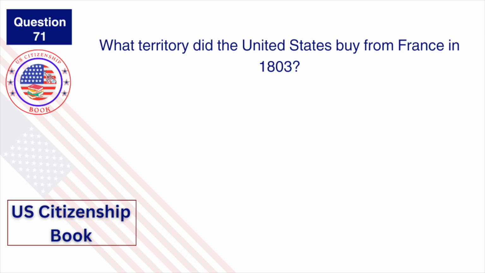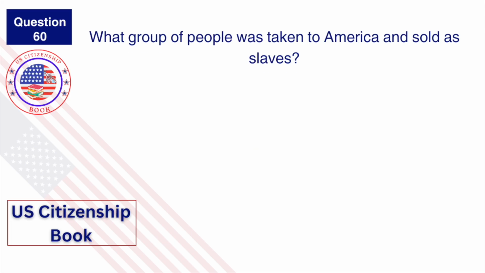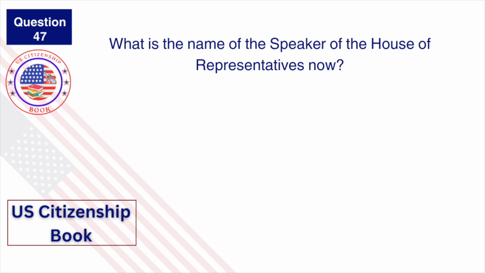What territory did the United States buy from France in 1803? The Louisiana Territory. What group of people was taken to America and sold as slaves? Africans. What is the name of the Speaker of the House of Representatives now? Mike Johnson.